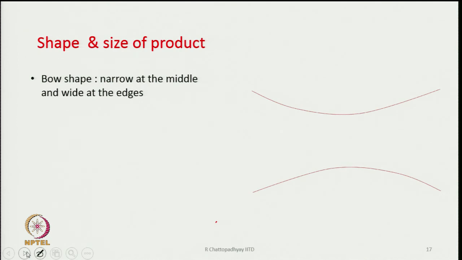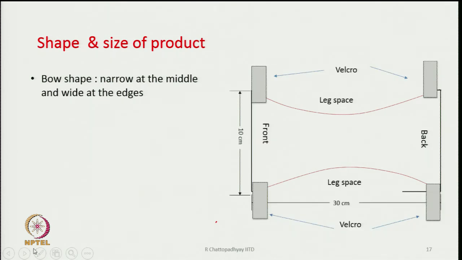Now, we come to the shape and size of the product. Typically this incontinence product's shape looks like this, as shown in the diagram. It is a bow shape, narrow at the middle here and wide at the edges. The shape facilitates leg movement. This kind of shape is chosen so that leg movement becomes easy.